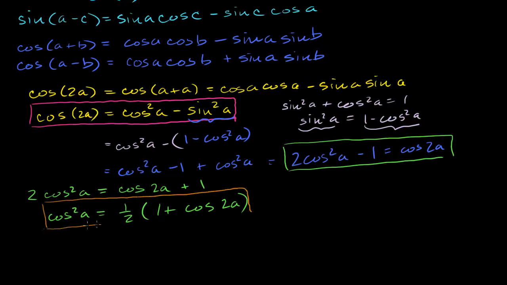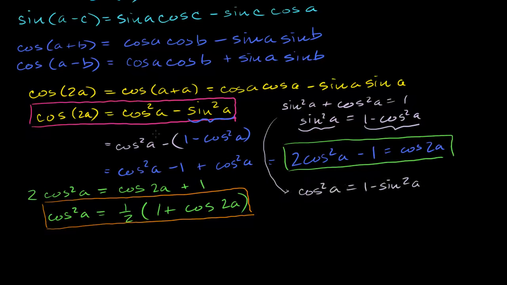Sometimes it's called the power reduction identity, right there. Now, what if we wanted something in terms of the sine squared of a? Well, then maybe we could go back up here, and we know from this identity that the sine squared of a is equal to 1 minus cosine squared of a. Or we could have gone the other way. We could have subtracted sine squared of a from both sides, and we could have gotten, if I subtracted sine squared of a from both sides, cosine squared of a is equal to 1 minus sine squared of a.